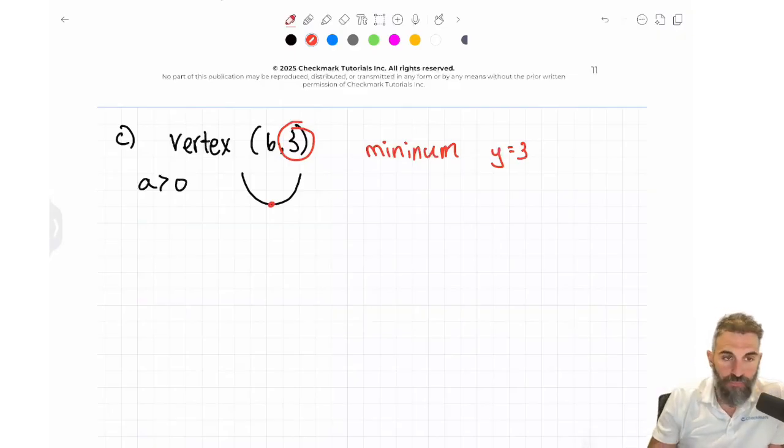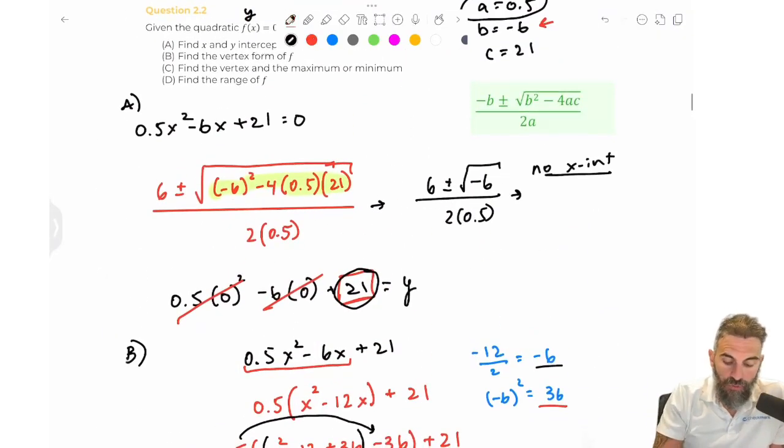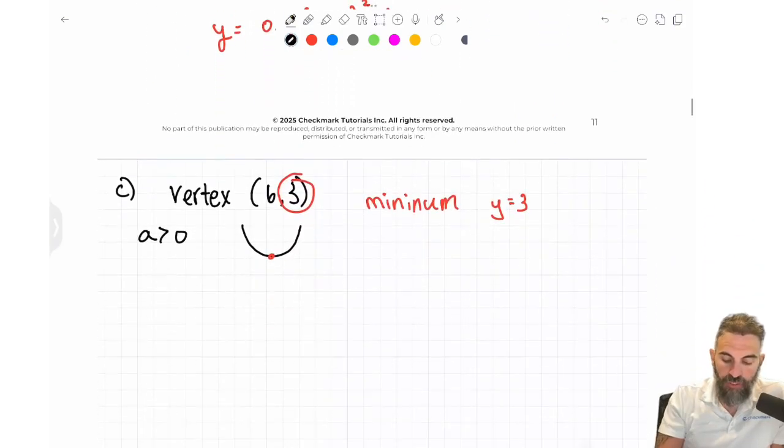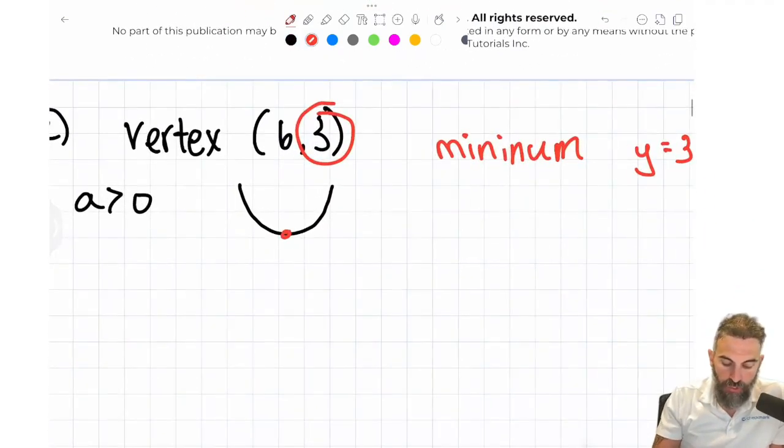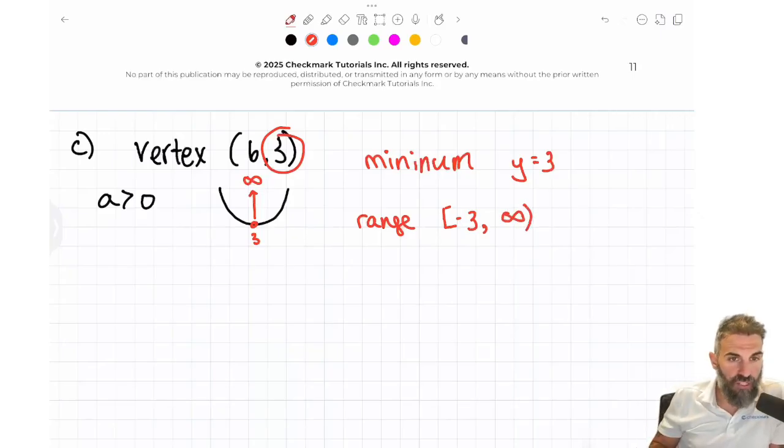Okay. And then the last question, find the range. The range, remember, is all the possible values of y. So if you look at your graph, this minimum is at 3, and it goes up to infinity. So the range is from 3. You want to include the 3, so I put a square bracket, all the way up to positive infinity, and you put a round bracket for infinity since you can't include infinity.